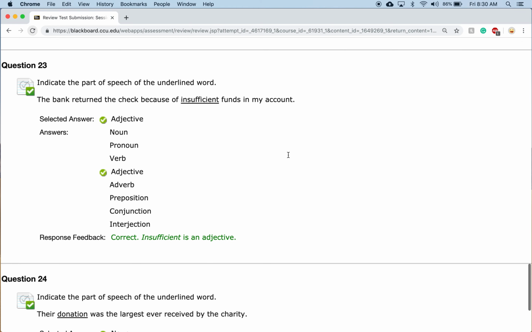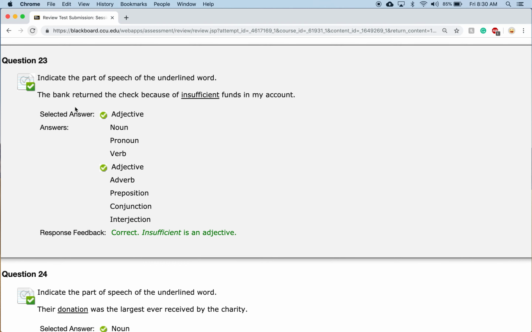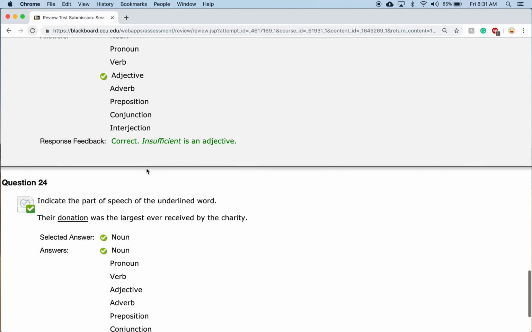Again, subject verb agreement. Okay, let's just look at parts of speech real quick. The bank returned the check because of insufficient funds in my account. The bank is my subject, my noun. Returned is my verb, it's my action word. The check is my direct object, so it is a noun. Because is my subordinating conjunction. Of is a preposition. Of insufficient funds is a prepositional phrase. Insufficient is modifying, it's the description of funds. How many funds? Insufficient funds. That's an adjective. Any descriptive word is an adjective.